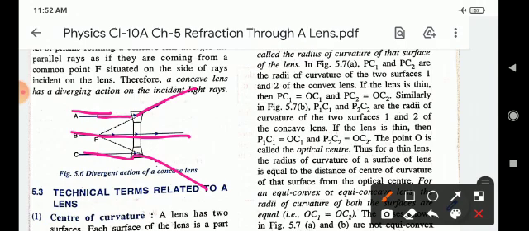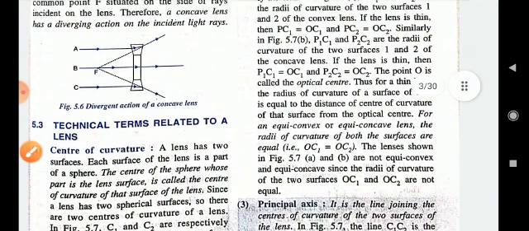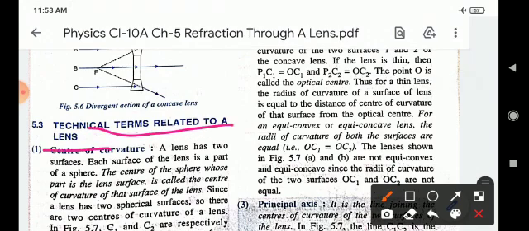Thus the set of prisms forming a concave lens diverges the parallel rays as if they are coming from a common point F situated on the side of the rays incident on the lens. Therefore, a concave lens has a diverging action on the incident rays. That diverging point is represented by F, the focus. Okay. Now children, next part: technical terms related to a lens.